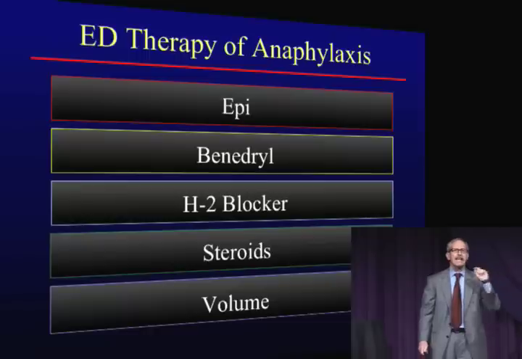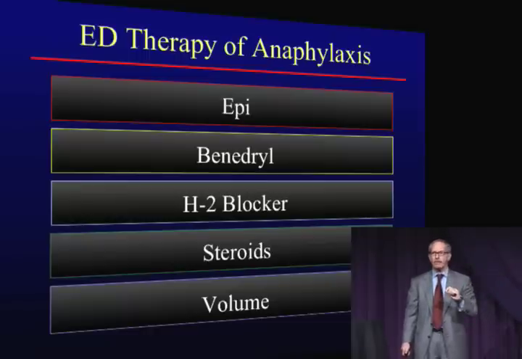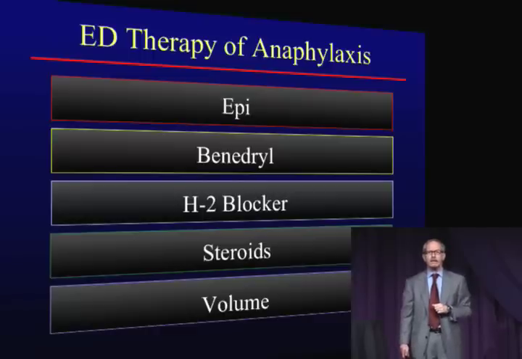5 drugs. The key drug, epinephrine. The only proven drug in anaphylaxis is epi. Between 25 and 40% of people with anaphylaxis don't get it.